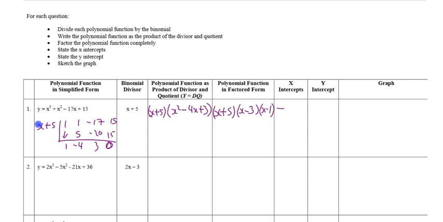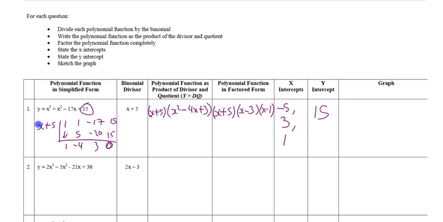Minus 5, 1, 3. Okay, so negative 5, 1 and 3, or 3, 1, and negative 5. I don't much care what order you put them in. I just wrote them in the order I wrote these factors. What's the y-intercept? 15. How can you tell? Because of the constant.